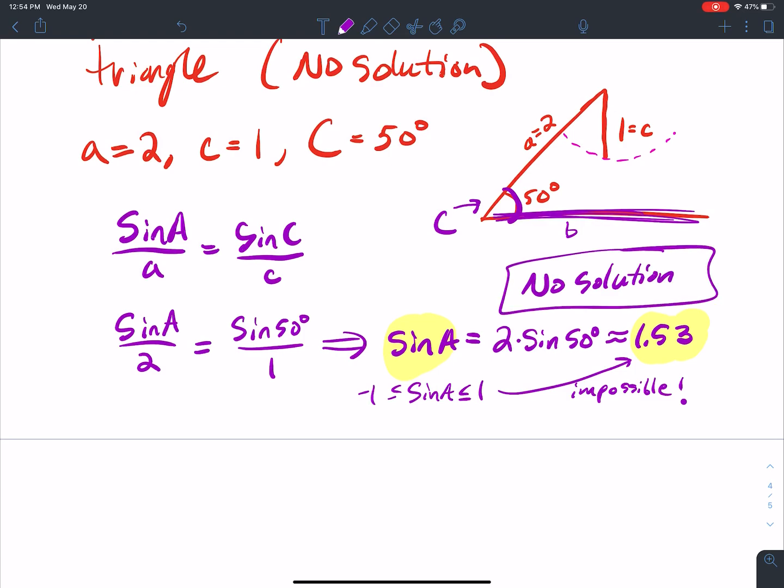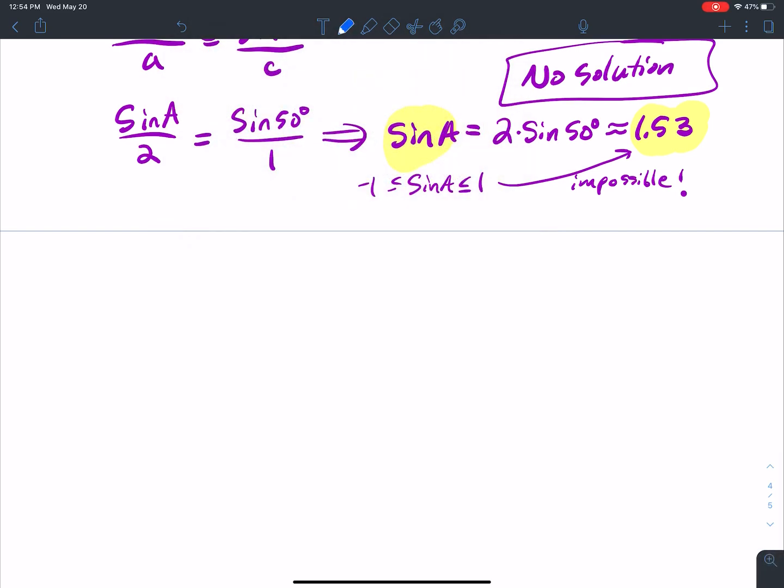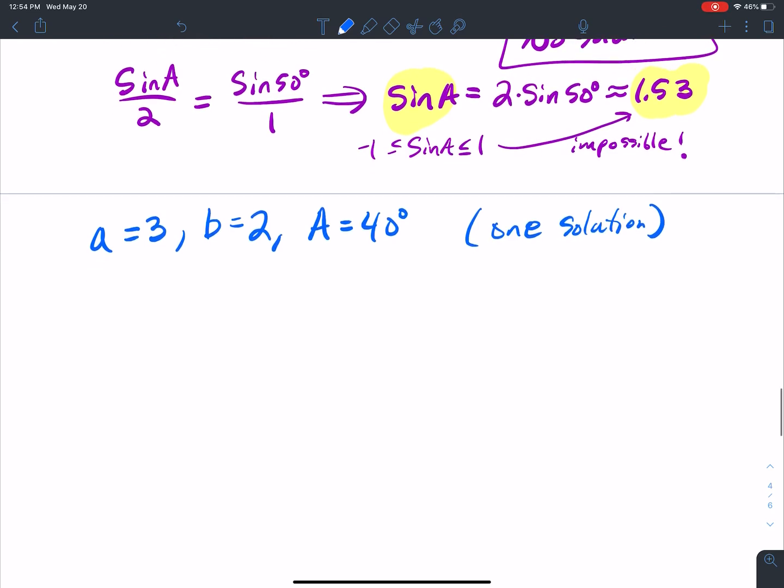All right, for the next one, we're going to do a equal to 3, b equal to 2, and capital A equal to 40 degrees. Okay, this is going to be where we have one solution. All right, so SSA, one solution.